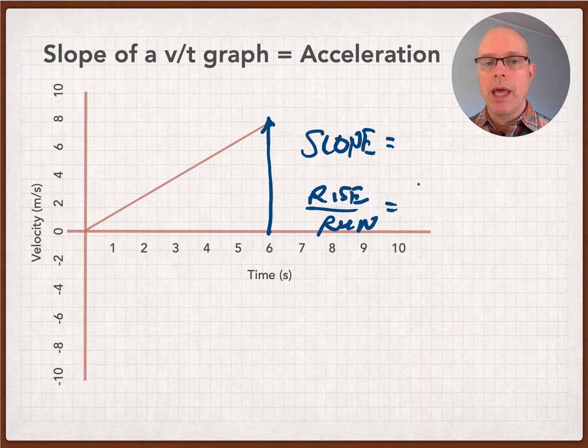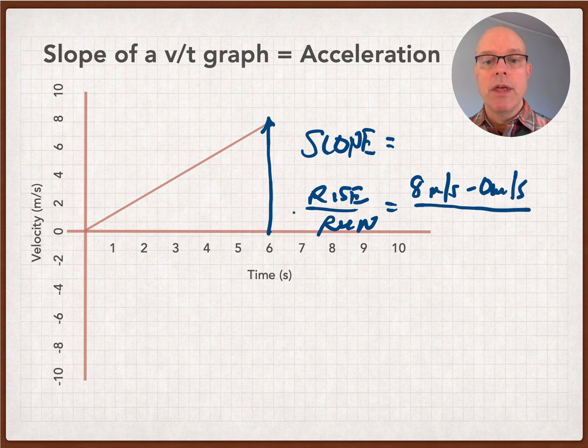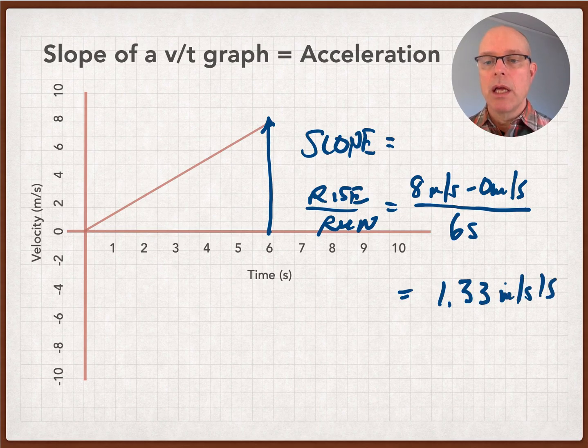So it's 8 meters per second is the final velocity minus 0 meters per second was the first velocity. So change in velocity. Then divide it by the run, which is 6 seconds. And if I do the math, I get 1.33 meters per second. Watch the labels. There you go. The slope of the velocity time graph gives you acceleration.